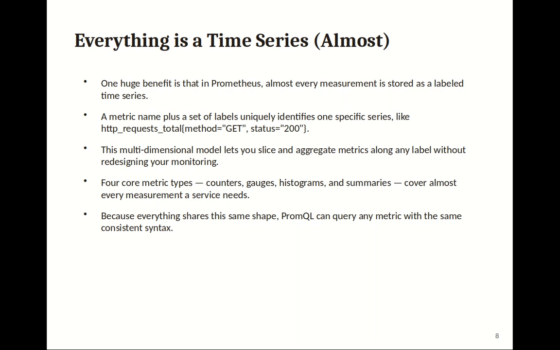Four core metric types: counters, gauges, histograms, and summaries cover almost every measurement a service needs. Because everything shares the same shape, PromQL can query any metric with the same consistent syntax.